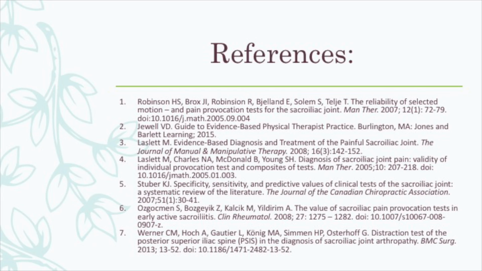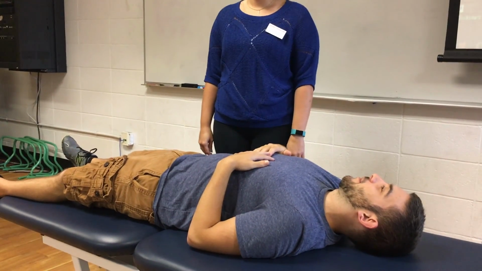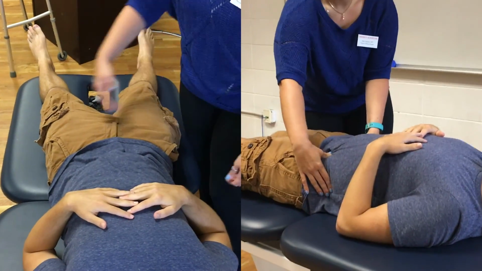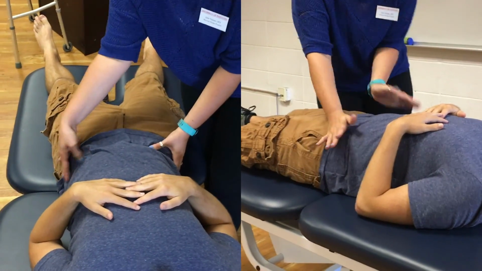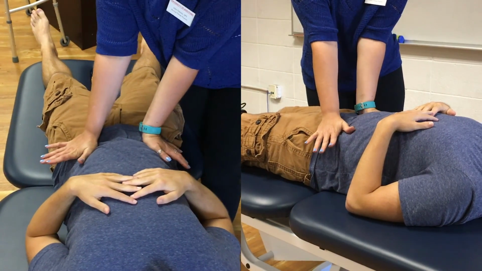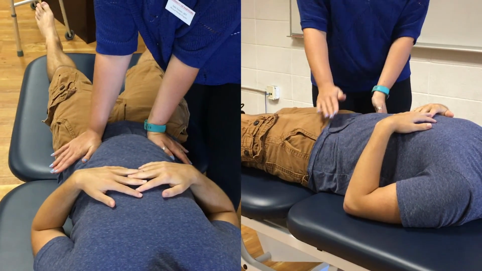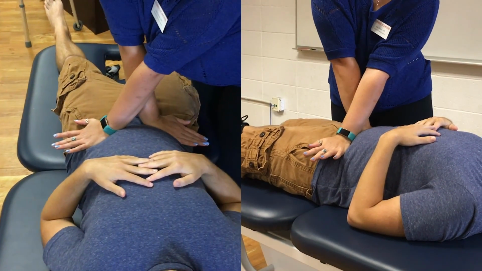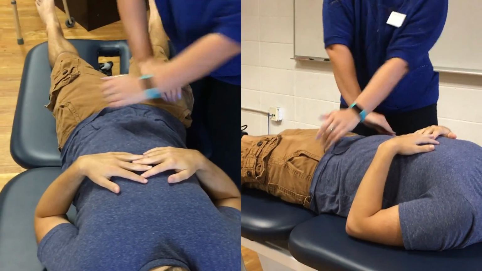So for my video, as you can see, the patient is lying supine. First, you want to find the patient's ASIS bilaterally. Use the palm of your hand to go over the ASIS and perform pressure down. You can also cross your arms and apply the same pressure, keeping your palms over the ASIS.